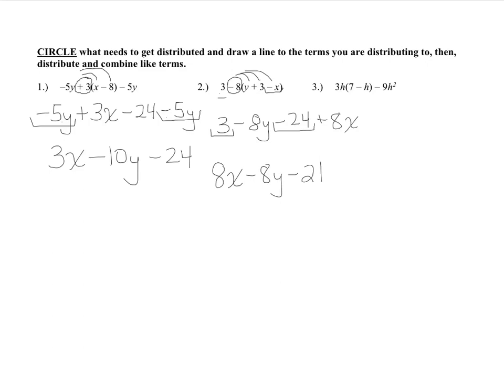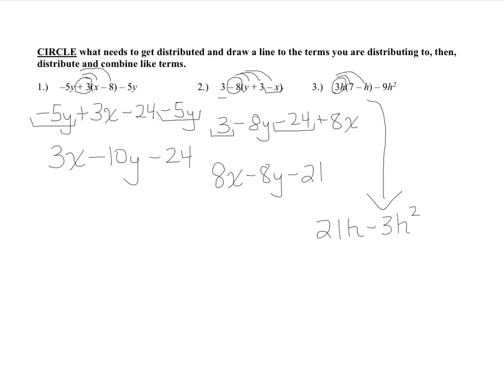All right, number 3. I'm going to go ahead and put my answer down here, but I'm going to go ahead and circle the 3h, and the 3h goes to the 7 and negative h. So 3h times 7 is 21h, and 3h times negative h is negative 3h squared.